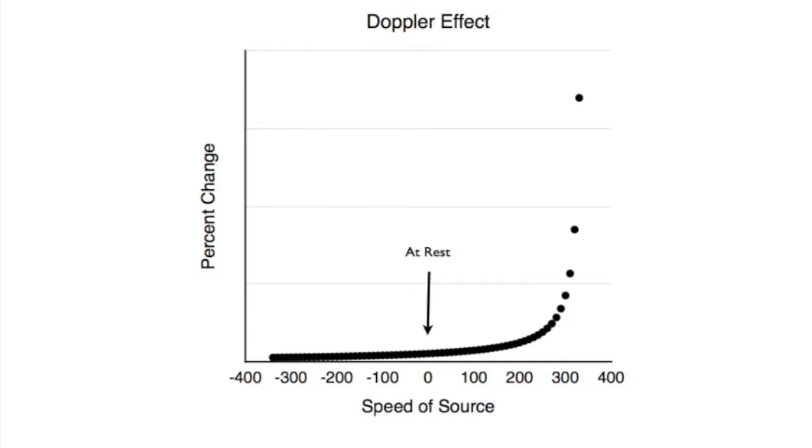This graph illustrates sound wave frequency change as a function of speed. As you can see on the left side of the graph, the frequency is reduced, while on the right side it increases dramatically as the speed of the source approaches the speed of sound.